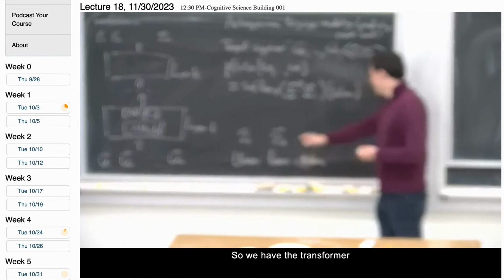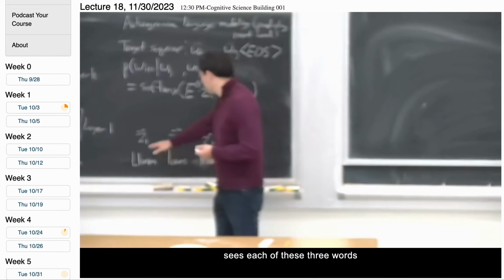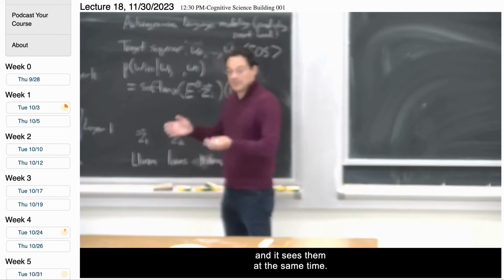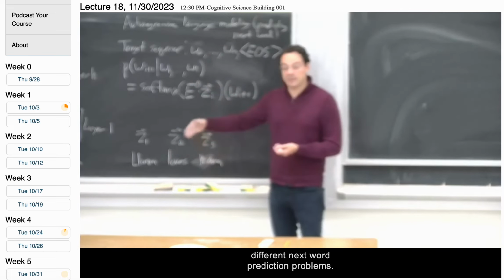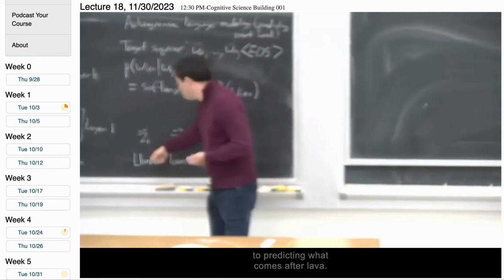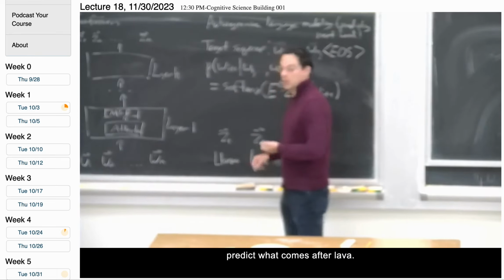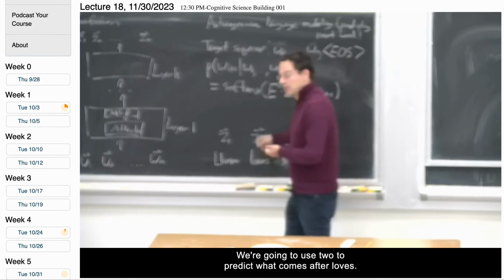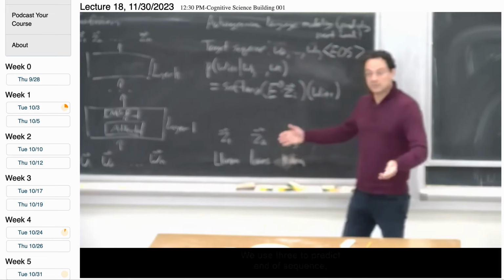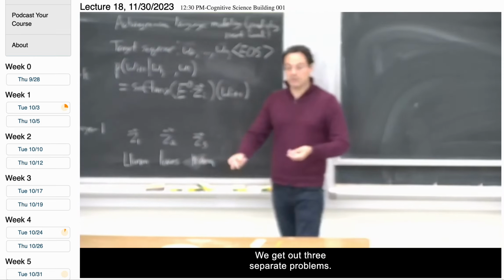So the transformer sees each of these three words at the same time, right? If we input a three-word sequence, we actually get out three different next word prediction problems. We're going to use Z1 to predict what comes after llama. We're going to use Z2 to predict what comes after loves. And we get the problem of what comes after mama, which is end of sequence. We use Z3 to predict end of sequence. So we get three separate problems.